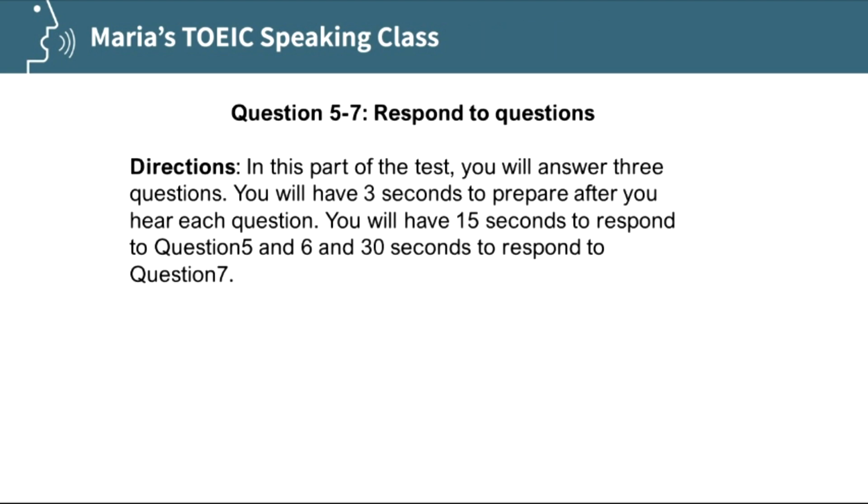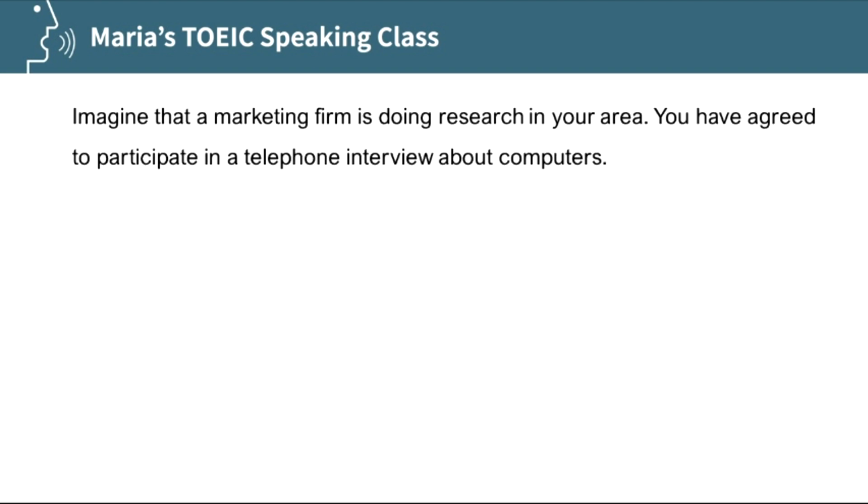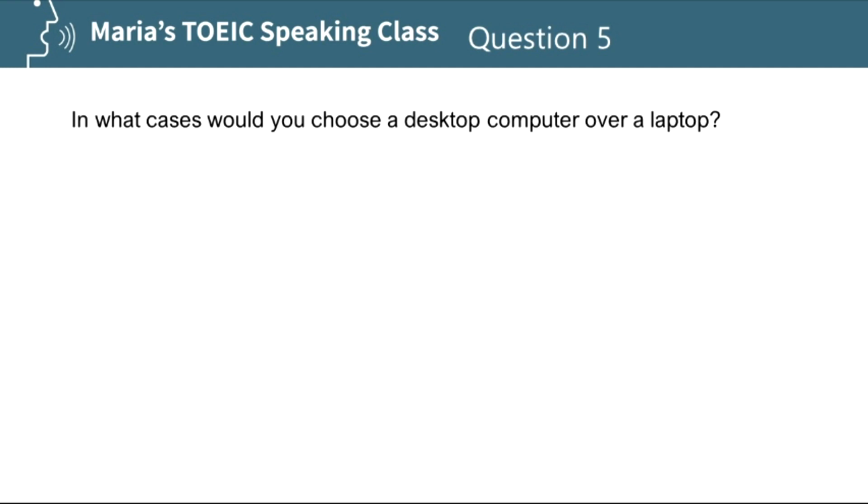In this part of the test, you will answer 3 questions. You will have 3 seconds to prepare after you hear each question. You will have 15 seconds to respond to question 5 and 6, and 30 seconds to respond to question 7. Imagine that a marketing firm is doing research in your area. You have agreed to participate in a telephone interview about computers. In what cases would you choose a desktop computer over a laptop?